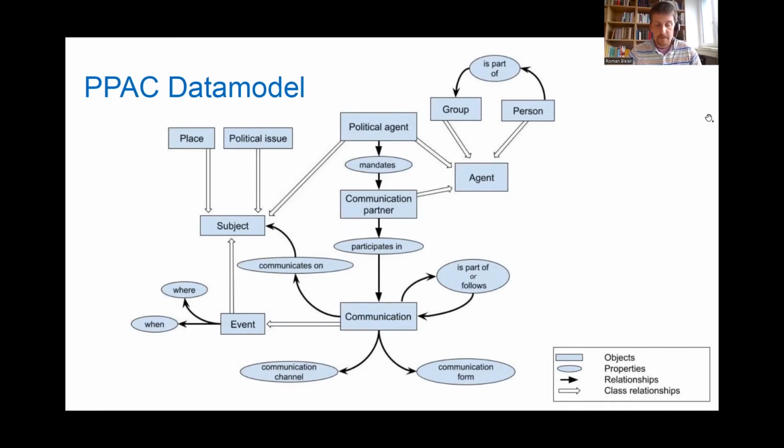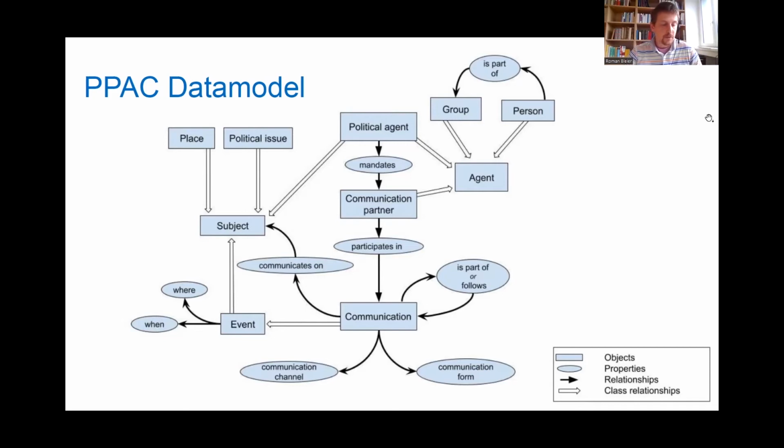Communication is an event that happens at the geographical place where, at the time when, and a single communication act deals with at least one specific topic. The topic can be a political issue, a political agent, an event, or a place. Communication can be part of other communications, and they can follow other communication acts in sequence. As communication channels, we distinguish between verbal or non-verbal, written or non-written communication.